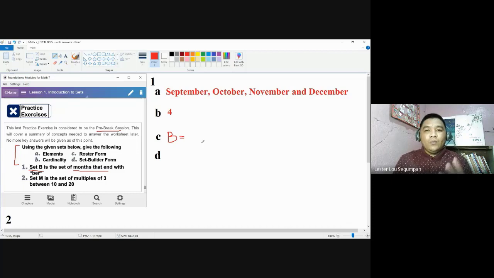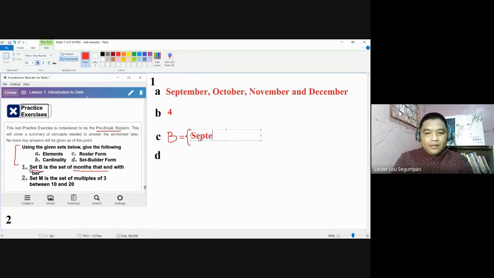Number 2, it's okay to rearrange the elements as we are just considering the group. So it's okay for us to start with December, November, October, September, or any other way around. Just make sure that there should be no duplication. And finally, we just need to follow the correct notations. For the sets, we simply use the braces. And to separate these elements, simply use a comma.